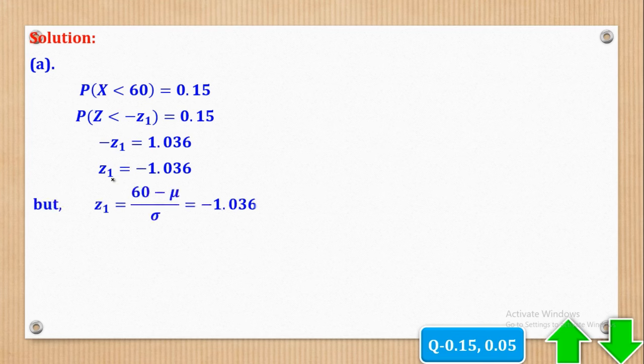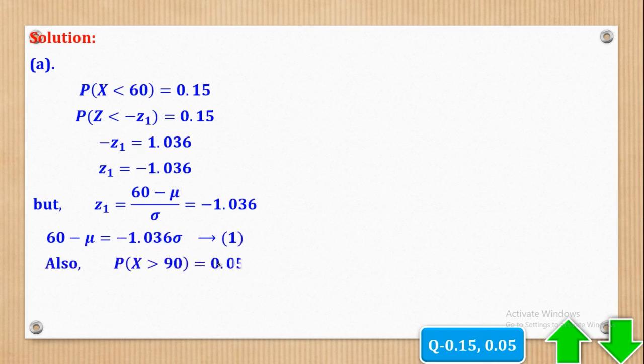So next is to remember that this z was got by standardizing 60. So when I standardize 60, I'll come up with that. So I'll equate it to that, and when I cross multiply, it will give me equation 1. So the other one was over 90. So over 90 means greater than 90, and the probability was 5%, which is 0.05.